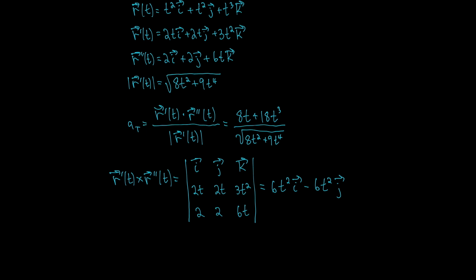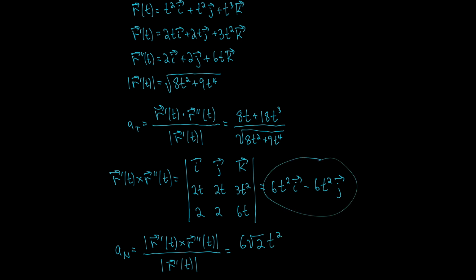So it looks like our normal component will be r prime crossed with r double prime. We take the length of that, and we divide it by the length of r prime. So that's just 6 root 2 t squared. We take the length of this divided by the square root of 8t squared plus 9t to the 4th.